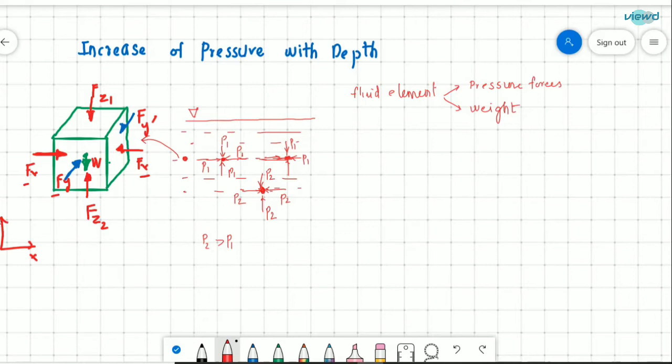So this is X, this is Z, and this is Y. X and Y are balanced, so we don't need to bother about them. And we have the unbalanced one, which is Fz1 plus W equals Fz2. So the force acting on the top surface is Fz1 and on the bottom surface is Fz2. Due to this weight, there will be increasing pressure from the downside.